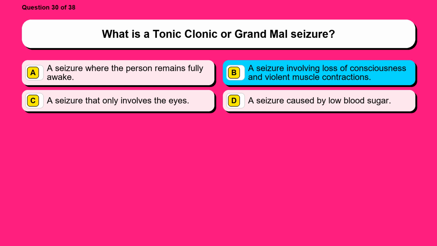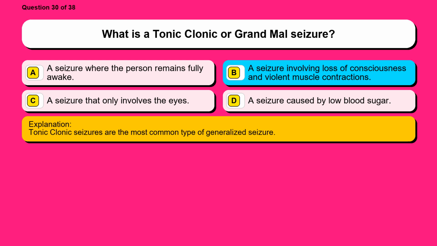The correct answer is option B. A seizure involving loss of consciousness and violent muscle contractions. Tonic-clonic seizures are the most common type of generalized seizure.